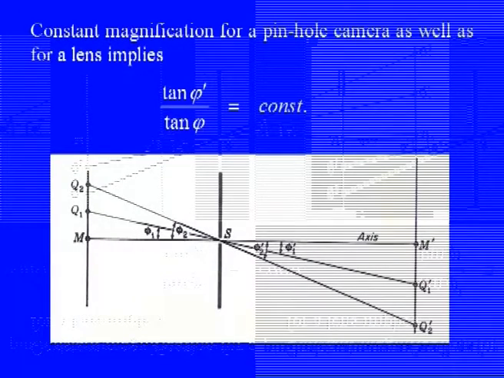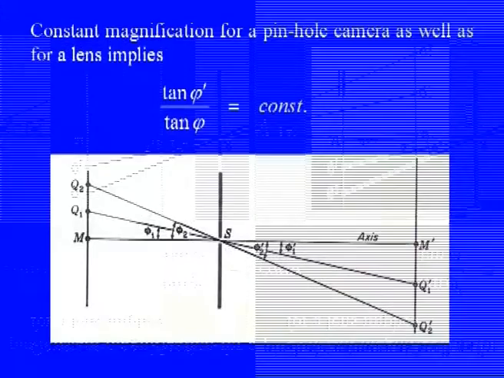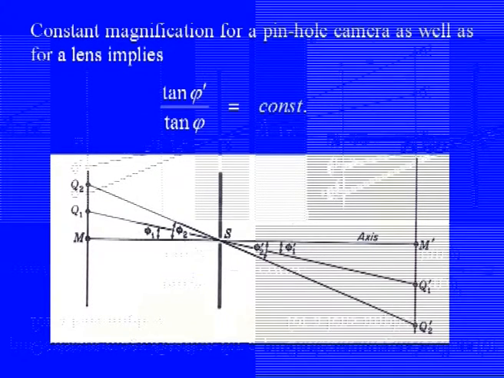The constant magnification for a pinhole camera as well as for a simple lens implies tan phi prime upon tan phi should be a constant. You see, this figure shows several rays. M prime is the axial ray, then for the ray Q1 and Q2 Q1 prime, the angle is phi 1 prime. This ratio is same as for the ray Q2 prime, and the angles are phi 2 and phi 2 prime.